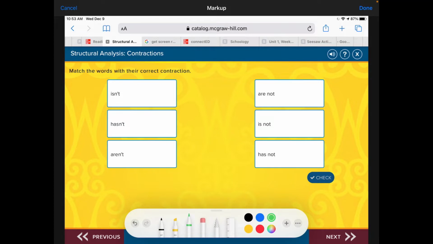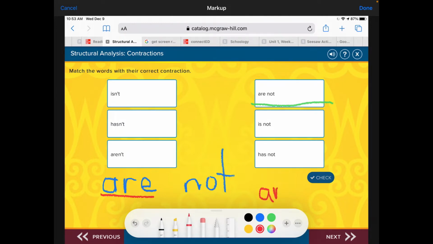Look at are not. We can shorten up are not. Are not is two words. The first word we always leave alone, boys and girls. We need to spell all of the letters in are. Now to shorten up are not, we are not going to the movies. We are not going to the movies.